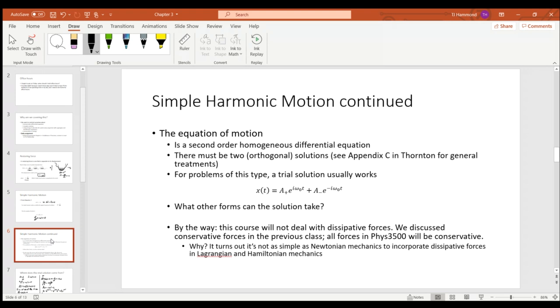So, as I said, the equation of motion is going to be a second order homogeneous differential equation. So what makes it homogeneous? It's that what we have is x double dot plus omega naught squared x is equal to 0. It's the fact that there's a 0 on the right-hand side that makes this homogeneous.